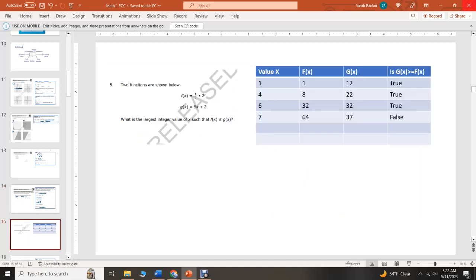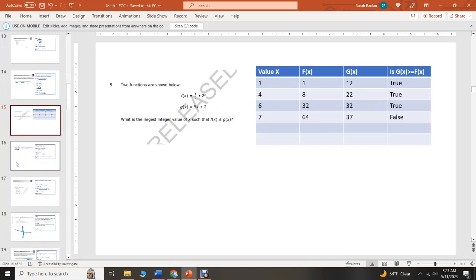Next one I think is a field question. This is the hardest question on this whole thing. What is the largest integer for which the value of g of x is greater than f of x? Well, I just plugged in some values. So I tried when x is 1, when x is 4, and I figured out what f of x was, and I figured out what g of x was. And is g of x greater than f of x? So I keep going till this becomes false. And I figured out that 6 is the largest integer. That was probably the toughest question on the whole exam.